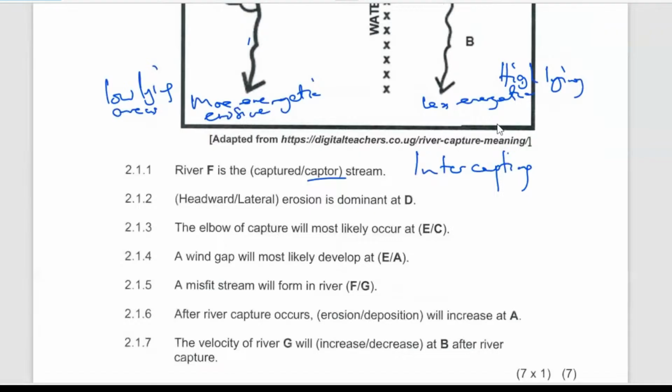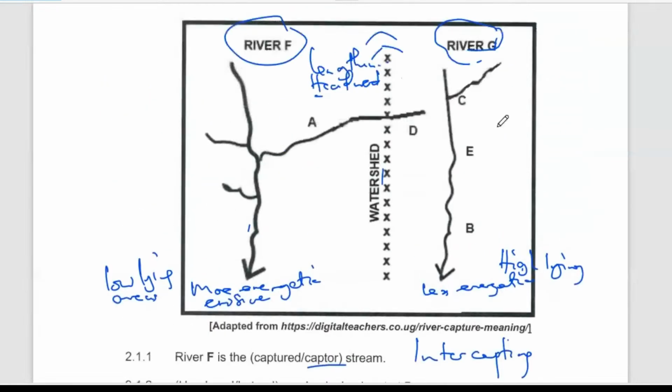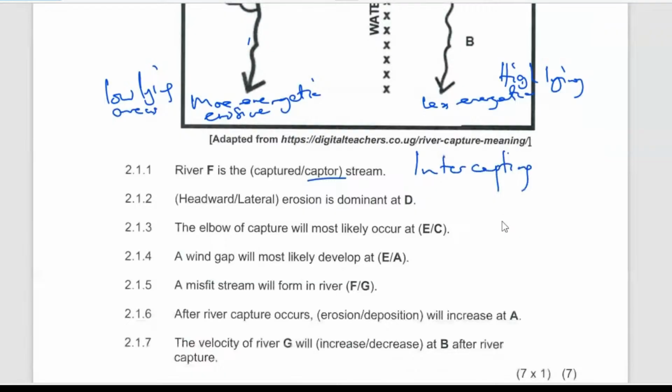Right, we move on. Is headward or lateral erosion dominant at D? If you go to D here, we are seeing that this stream is advancing, and the nature of erosion responsible for the advancement of rivers is headward. What we call lateral, this sideways erosion, is responsible for widening the river channel, but headward is the one responsible for lengthening the river channel and making the river longer.